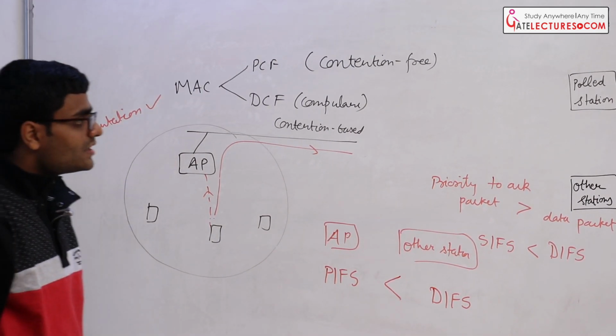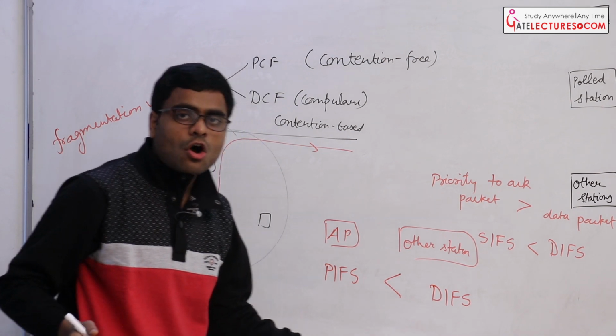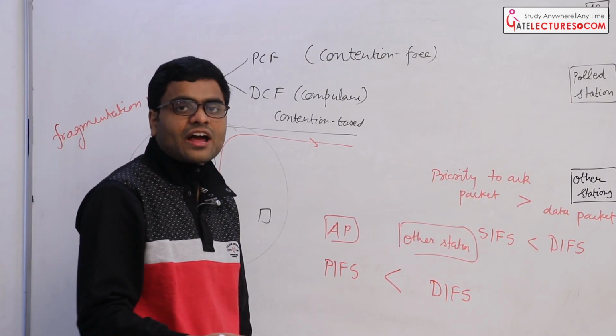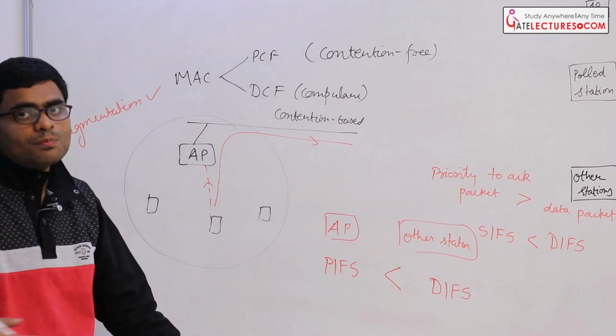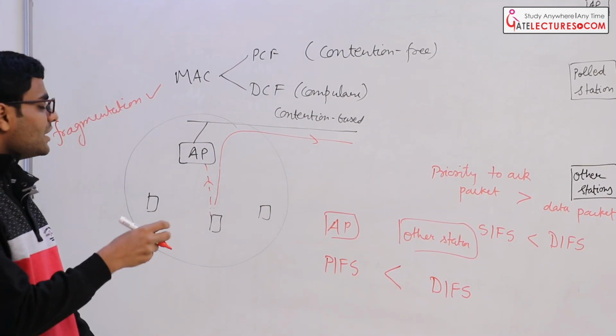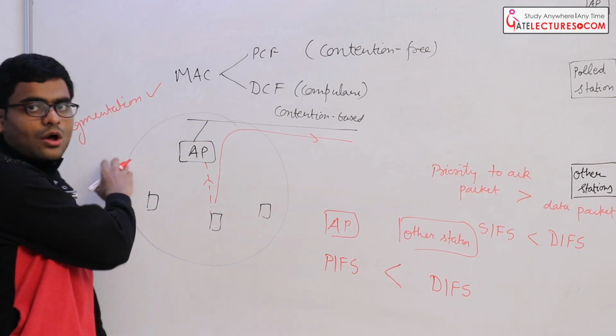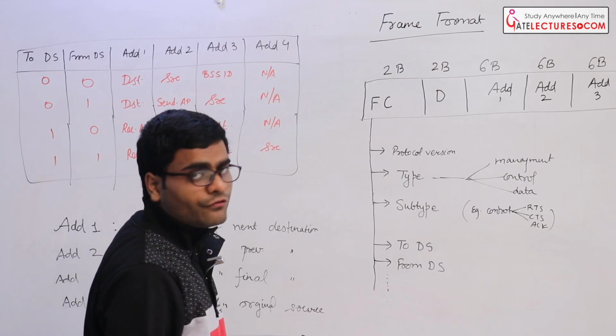Since the channel is noisy, if my data packets are very long and one gets corrupted, I have to retransmit the whole big packet. So it is better if I send small packets. So in Wi-Fi, fragmentation is allowed. Now we talk about the frame format.